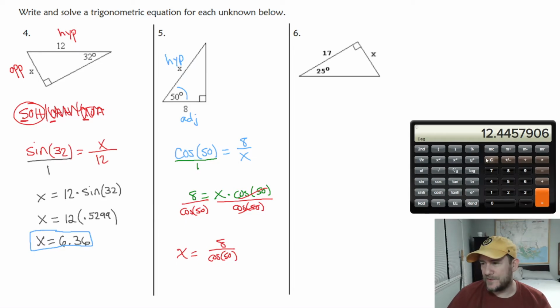But the keystrokes there are a little weird, right? You enter the 8 first. You say, I'd like to do 8 divided by, and then the way you get cosine of 50 is you do 50, and then you hit cosine to get to that decimal. Then you have to remember to hit equals, and there's your answer, 12.45. Okay, so 12.45 is our answer. And we usually want to say x is approximately 12.45.